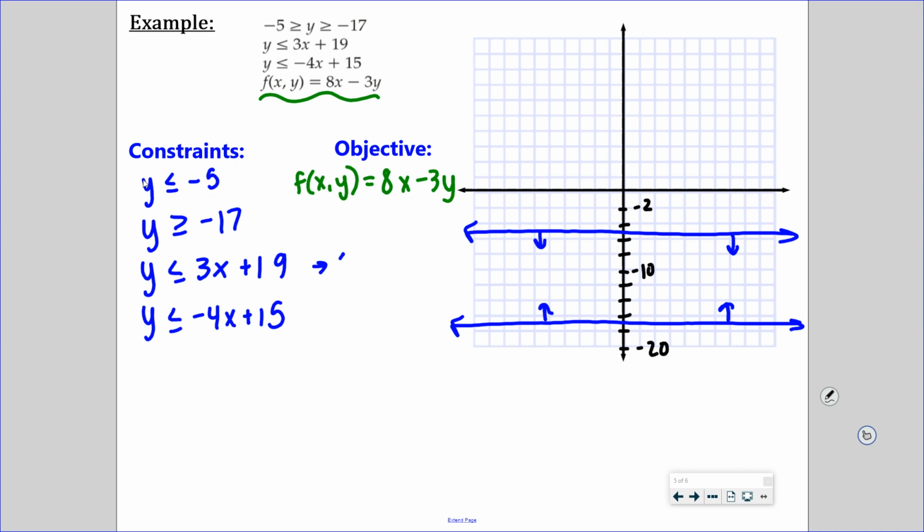Now these are in slope-intercept form, so that's how I would graph these. I would graph this at the y-intercept of 19 and a slope of 3 over 1. Same with this one, y-intercept of 15, slope of negative 4 over 1. You can also make a table if you wanted to and get some other points. Now we counted up by 2's on our y-axis. We've got to be consistent with that.